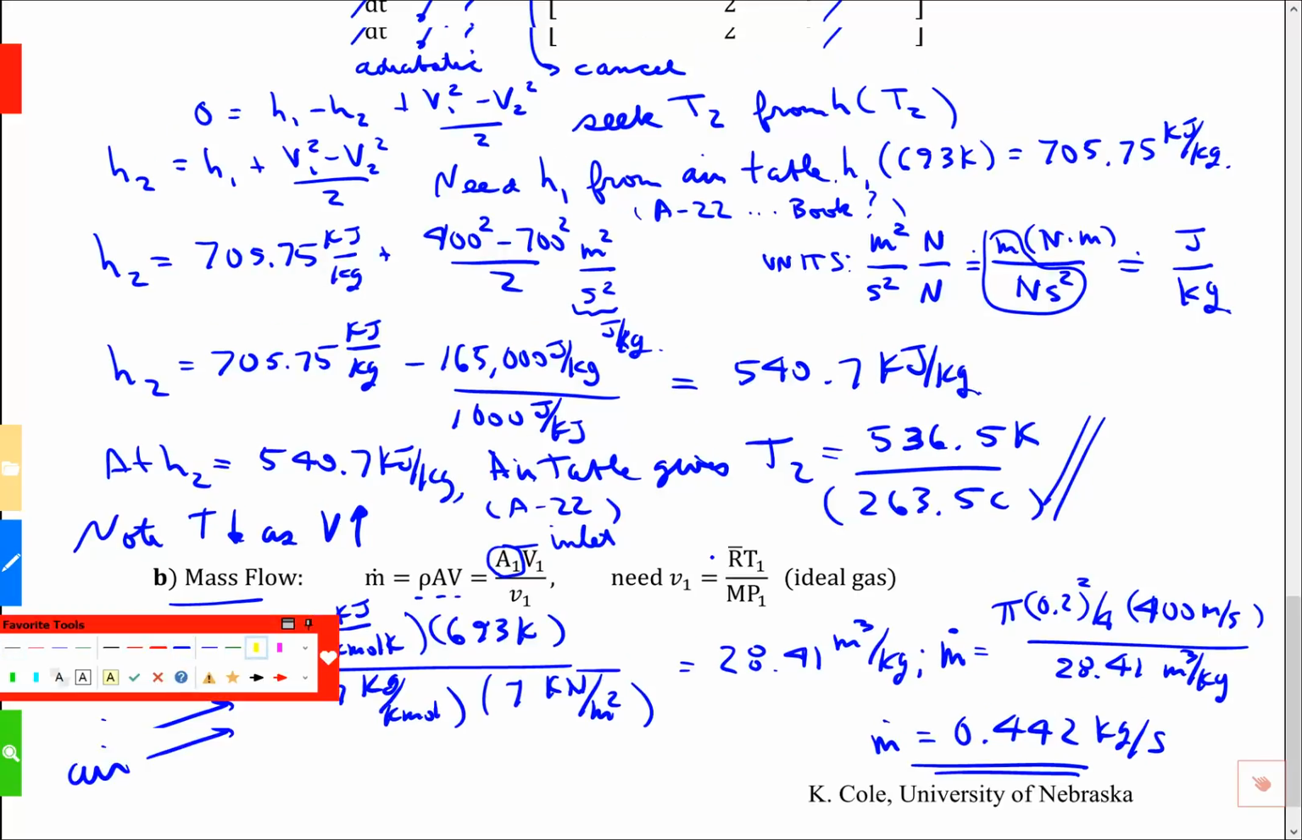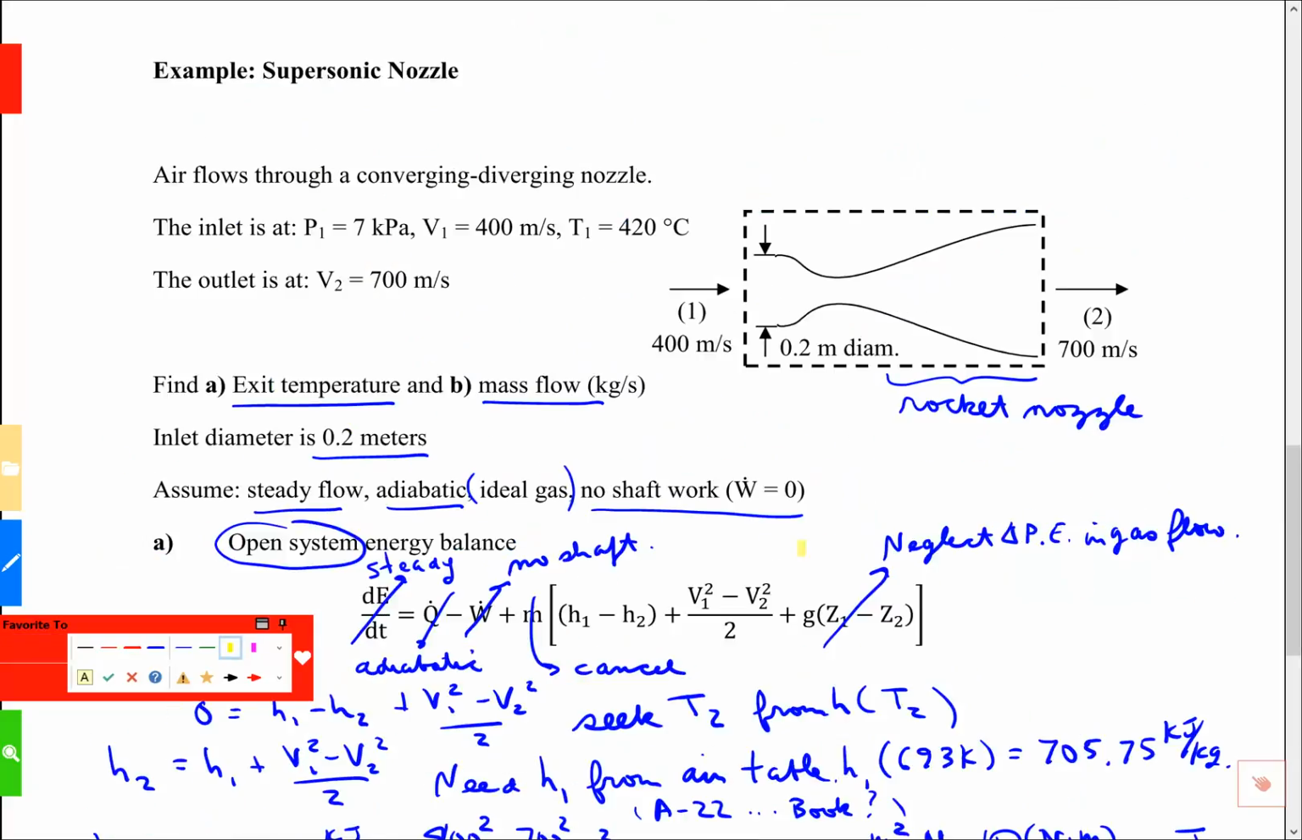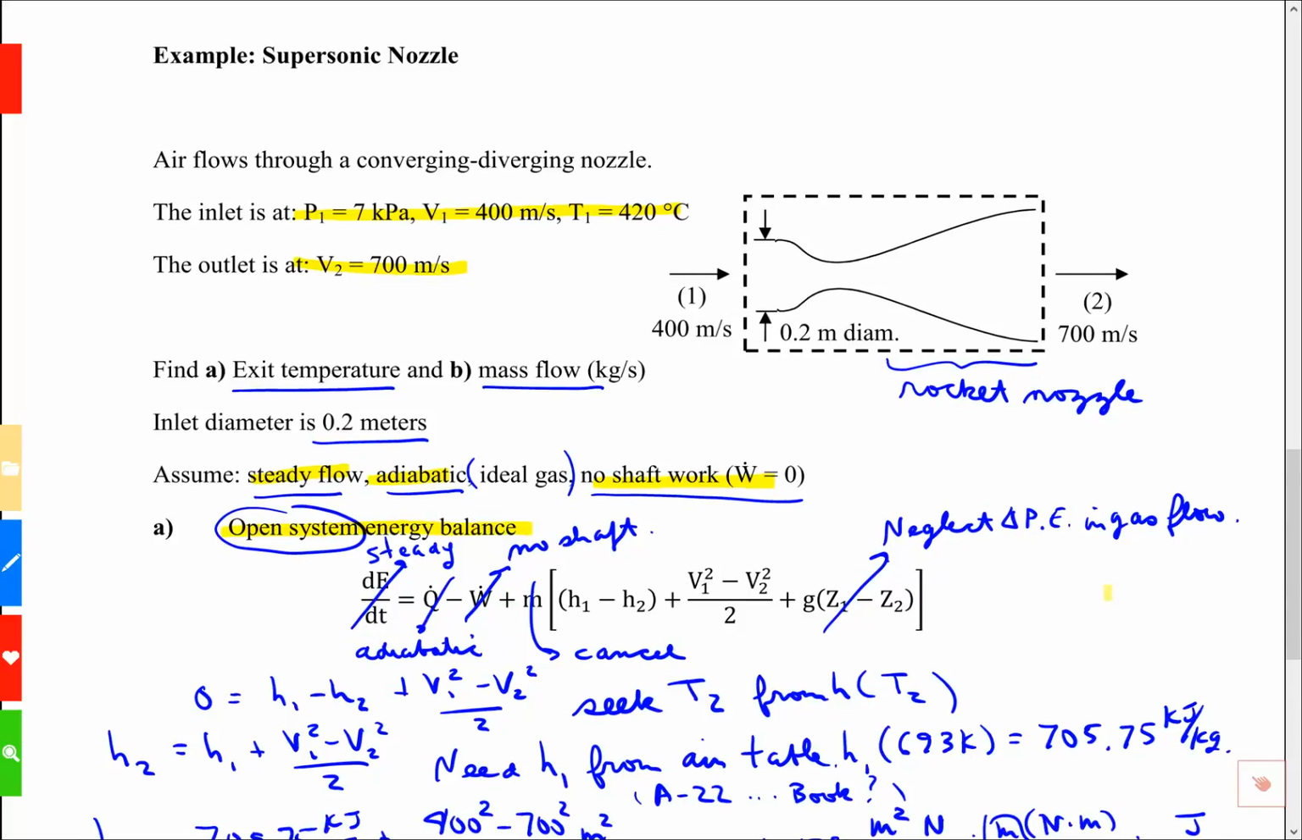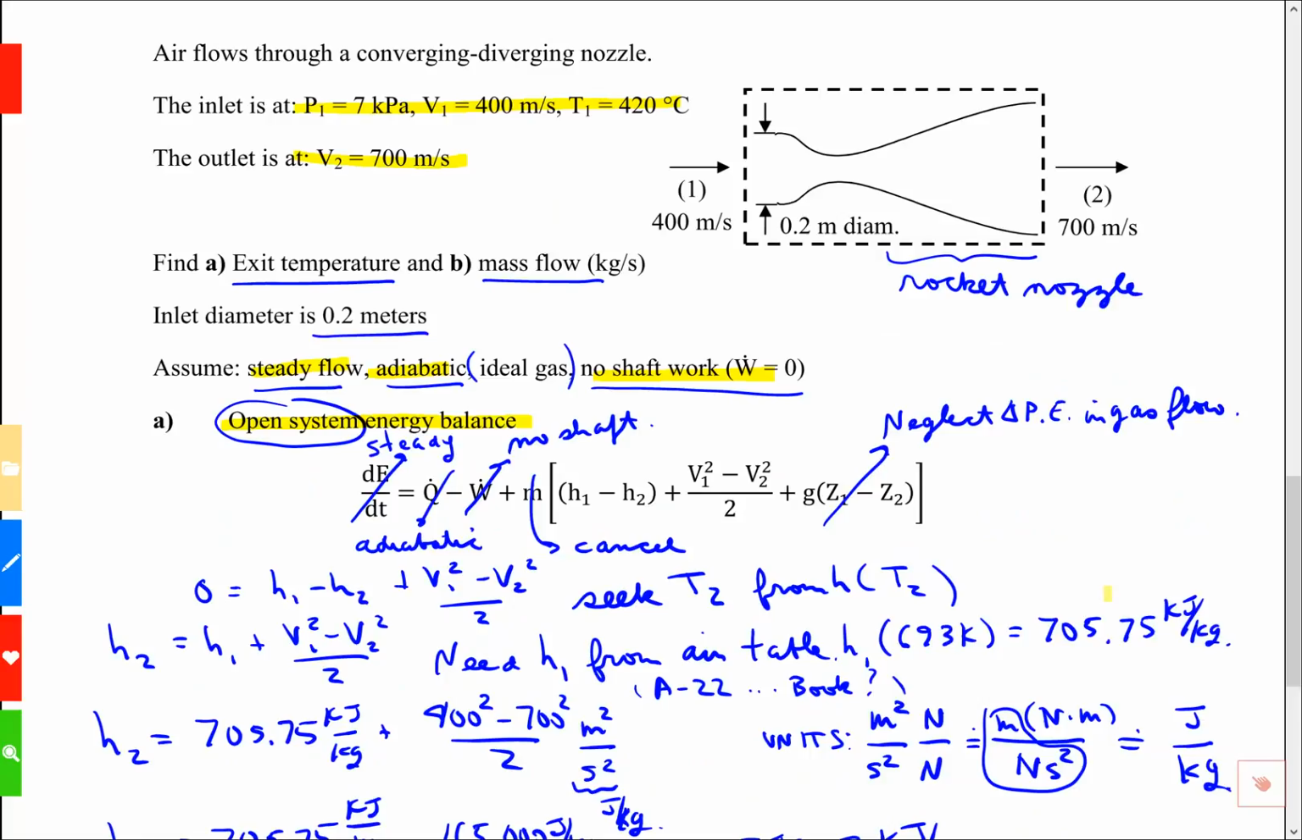Let's recap. We're looking at a nozzle. We're given a lot of entrance information, and we're given the final velocity. To look at a nozzle, we need the standard assumptions for a nozzle: a steady flow, adiabatic, and no shaft work. We're using an open system energy balance, and when we apply those assumptions, the energy balance reduces to enthalpy and kinetic energy. That's the trade-off, enthalpy and kinetic energy.